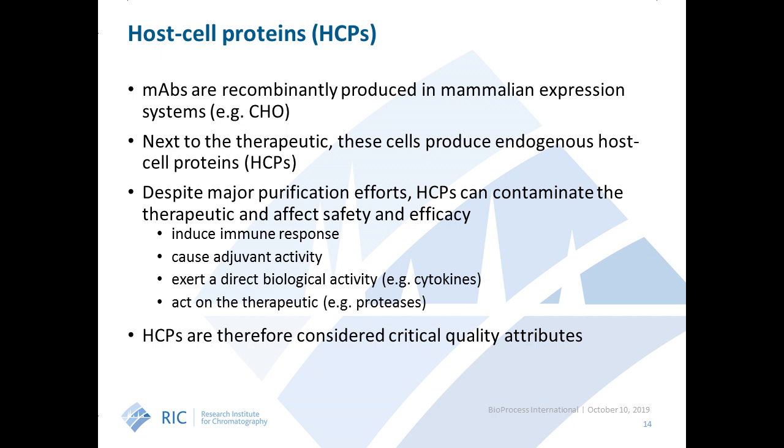Now, monoclonal antibodies are commonly produced recombinantly in mammalian expression systems such as CHO cells. And of course, next to the therapeutic antibody, these cells also produce endogenous host cell proteins, abbreviated as HCPs. And these HCPs, in fact, can contaminate the therapeutic, despite multiple purification steps throughout the process. Since these process-related impurities can affect product safety and efficacy, of course, we need to closely monitor these products.